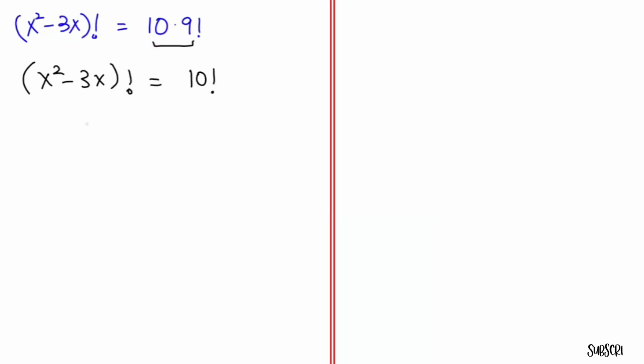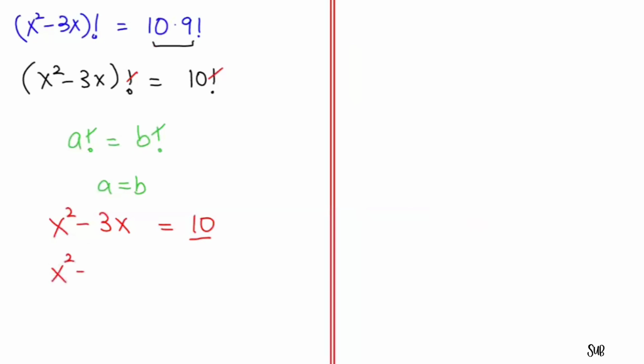We have the factorial rule that a factorial equals b factorial, so a equals b because the factorials get cancelled. So I can write the above equation as x² − 3x equals 10. Now I am going to take this 10 to the left hand side: x² − 3x − 10 equals 0. Now we get the quadratic equation.